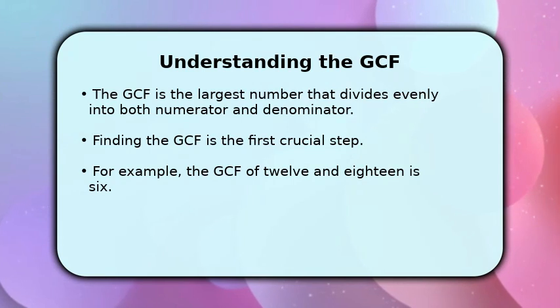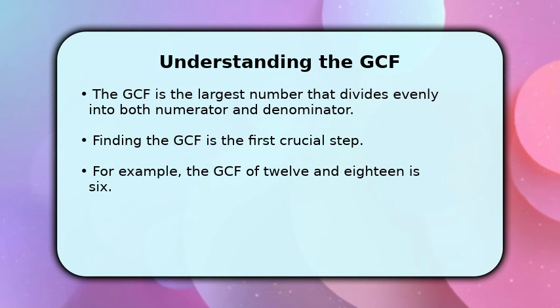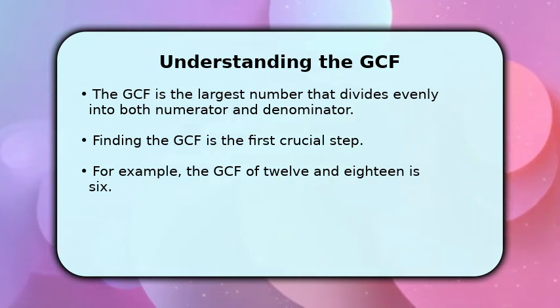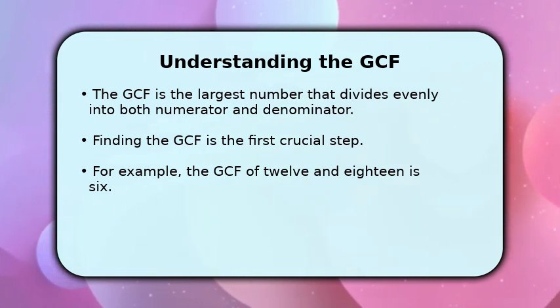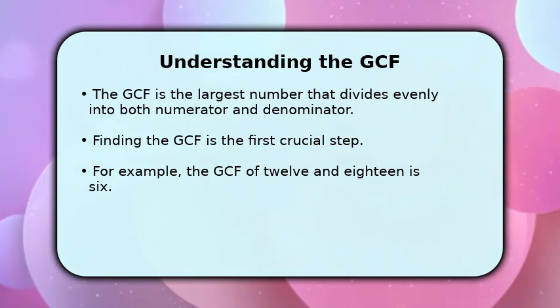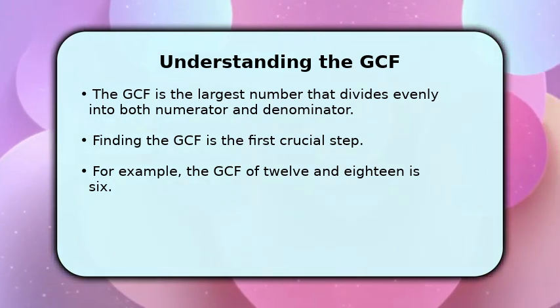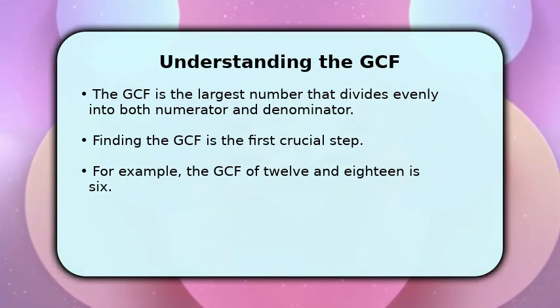Before we divide, we need to find the greatest common factor, or GCF, of the numerator and the denominator. The GCF is the largest number that can divide both parts of your fraction without leaving a remainder. For instance, if you have the fraction 12/18, the GCF of 12 and 18 is 6. Identifying this number correctly is essential for simplifying your fraction effectively and accurately.